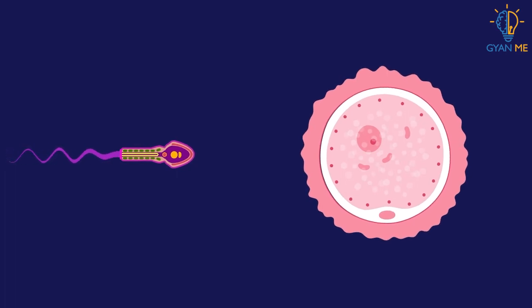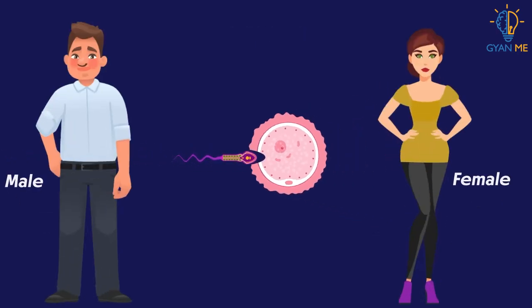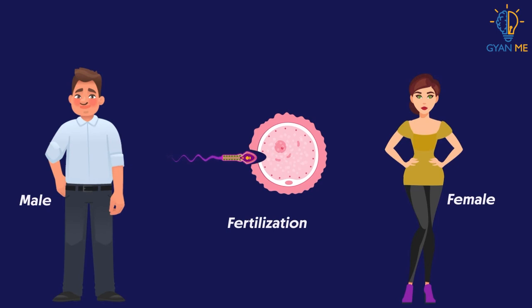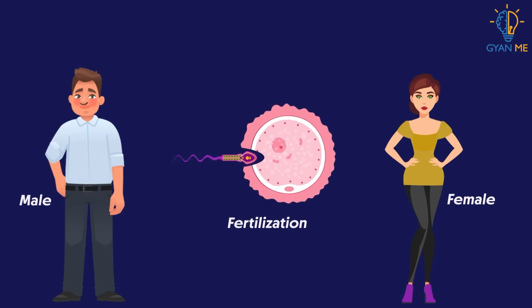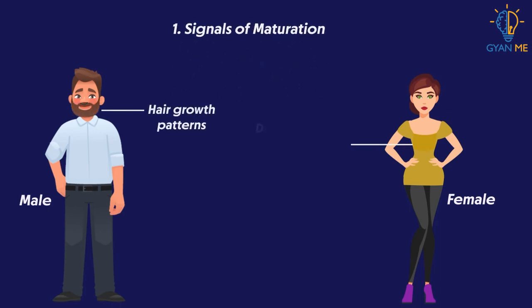We must remember that the sexual mode of reproduction means that germ cells from two individuals have to fuse with each other. If individuals are to participate in this process of mating, their state of sexual maturity must be identifiable by other individuals. Many changes during puberty, such as hair growth patterns and development of breasts, are the signals that sexual maturation is taking place in males and females.